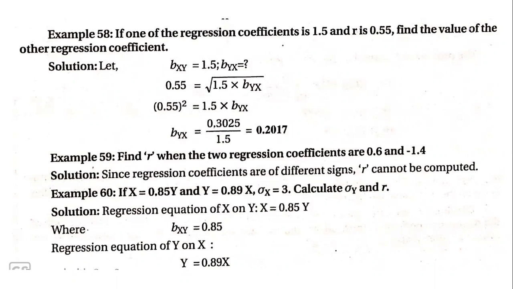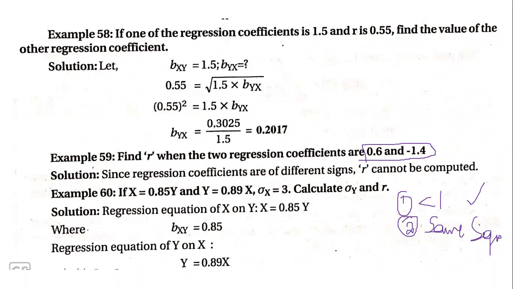Okay, next. Find R when two regression coefficients are 0.6 and minus 1.4. Now firstly, check the rules. Both are less than 1. Yeah, both are less than 1, 0.6 and minus 1.4. So that is the first condition. Okay. Second condition, both have same sign.